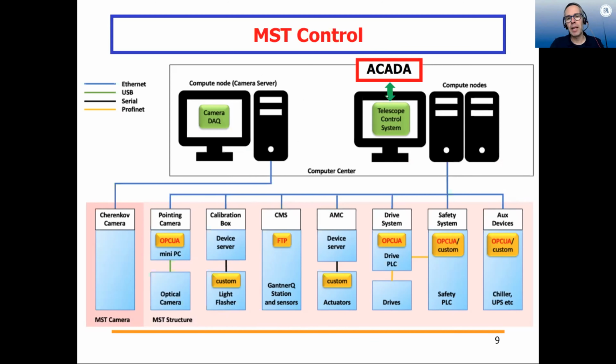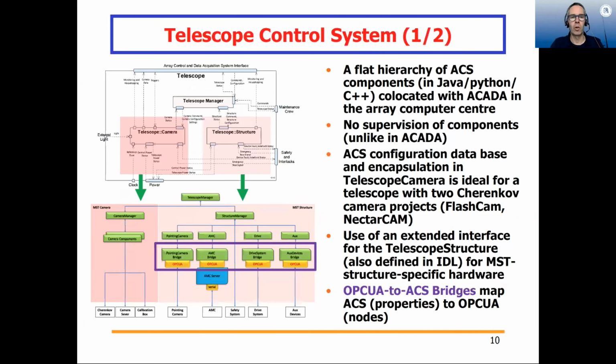On the other hand, we have this telescope control system that is executed on a couple of computing nodes, and that's the primary partner for Arcada. So this telescope control system gets instructions by Arcada and then forwards them to the Cherenkov camera and to the subsystems of the telescope structure. The telescope control system as such is implemented as a flat hierarchy of ACS components.